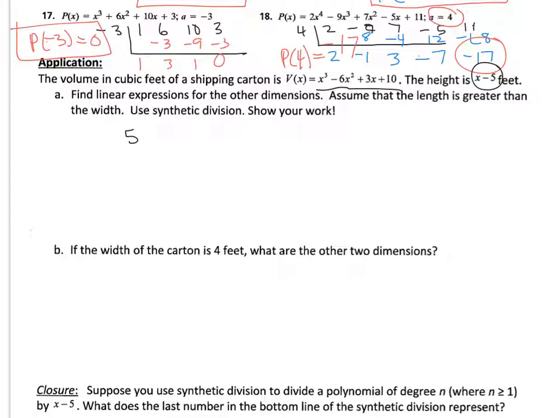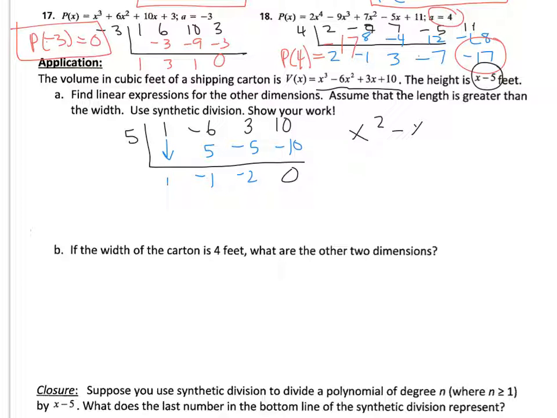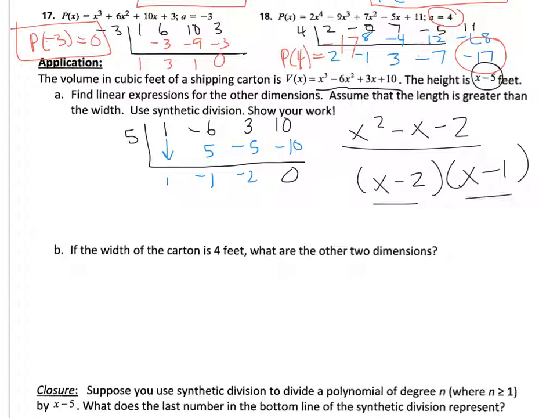So I'm going to use synthetic division. Remember, if x minus 5 is a factor, then 5 is a 0. So I set this up. And I did the synthetic division, so x squared minus x minus 2 is what remains. So I can factor this out now and do x minus 2 and x minus 1. So these are the other dimensions. So the dimensions are x minus 5, x minus 2, and x minus 1.